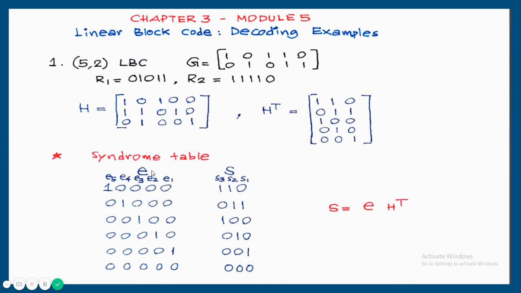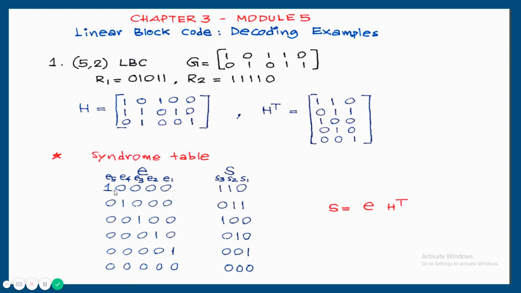So all possible combinations I have written here. 10000. This indicates that the first bit is the error bit, 01000, the second bit is the error bit. So these are the only 5 possible positions, first bit or second bit or third bit or fourth bit or fifth bit. Last case, there is no error. These are the possible error patterns the system is able to detect and correct at the receiving side.